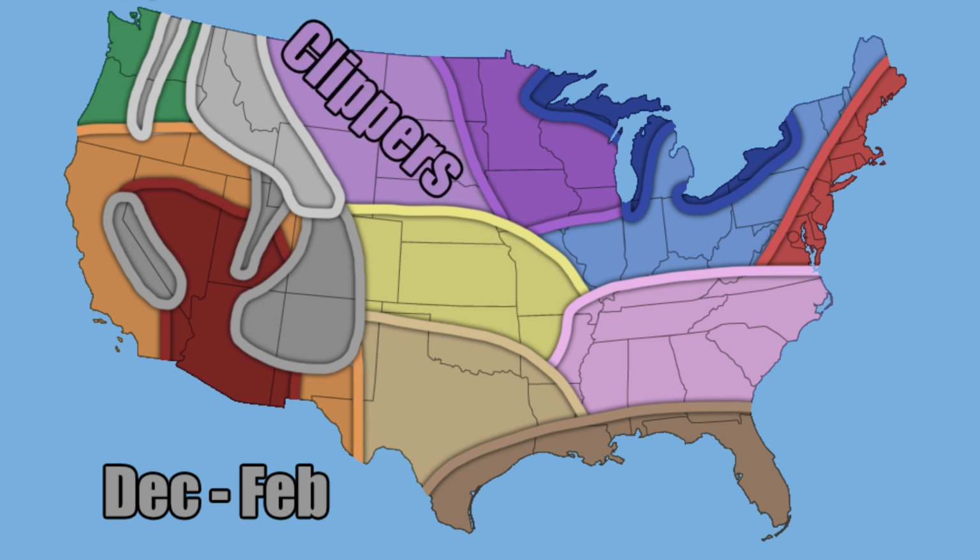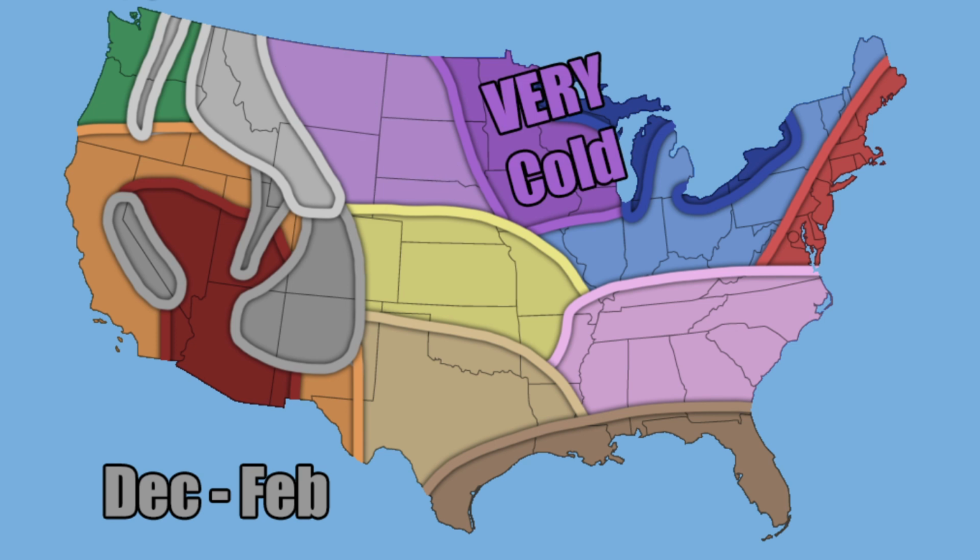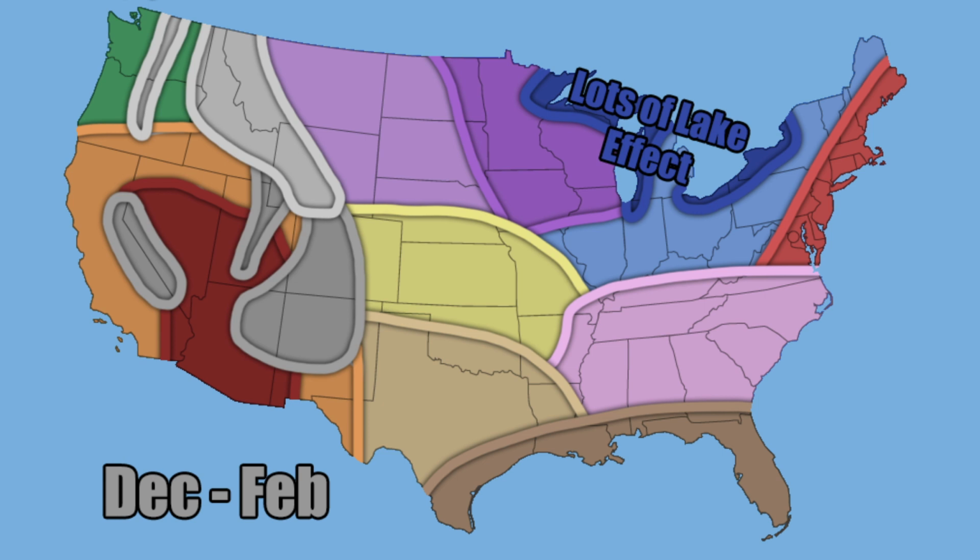Now, over parts of the western north central United States, I'm expecting clipper systems. That means storms that move out of parts of southern Canada and come down through the northern plains. Over parts of Minnesota, Wisconsin, Iowa, and northern Illinois, very cold conditions, and I think this will be one of the coldest areas for this winter. Over parts of the Great Lakes, I'm expecting lots of lake effect snow compared to normal. I just think that the lakes will be very, very active this season.